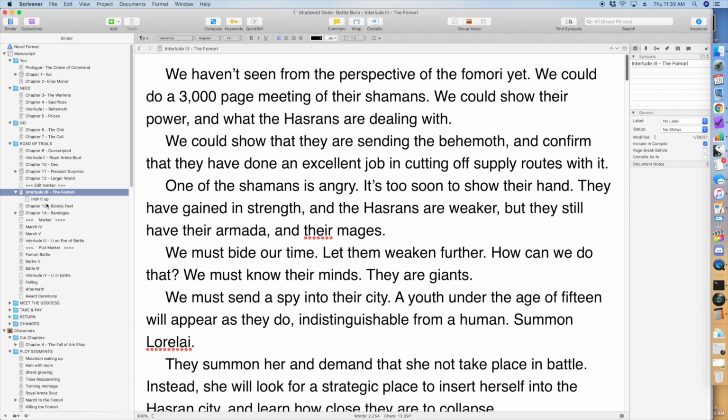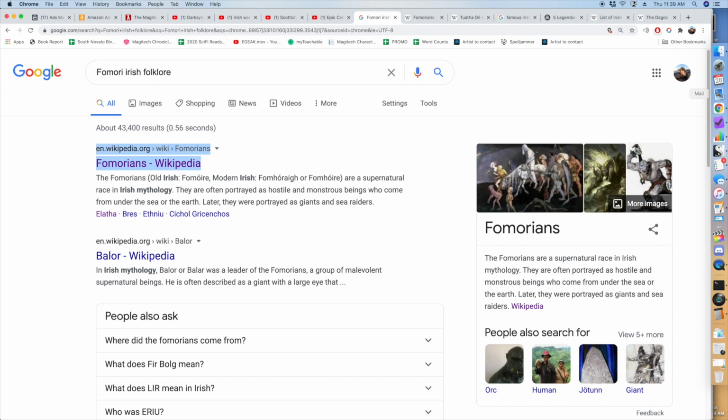So you notice the first thing here that I've got a tag underneath them that says Irish it up, and that's going to need to happen in the edit. So why I'm saying that is I am borrowing from Irish folklore. So you'll see here I have a bunch of search tabs that I left up so I can sort of show you the path that I took.